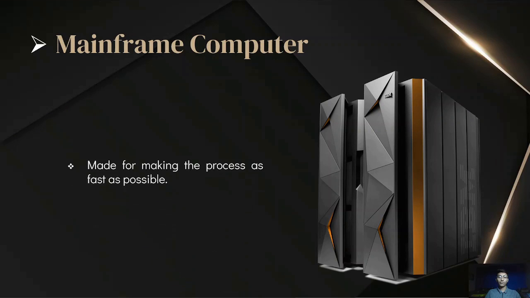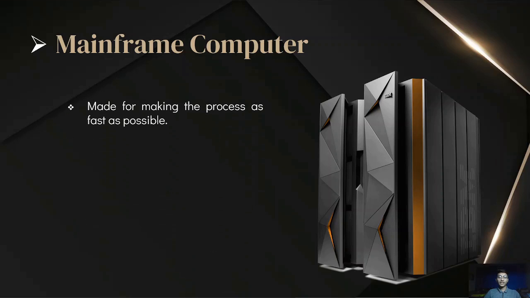Mainframes are a type of computer made for making the process as fast as possible. A specific word, throughput, is used for mainframe computers, which is defined as the rate at which data is processed. These computers are majorly used for transaction processing, in terms of reading and writing transaction data from one subsystem to another, and there are many more uses for throughput.